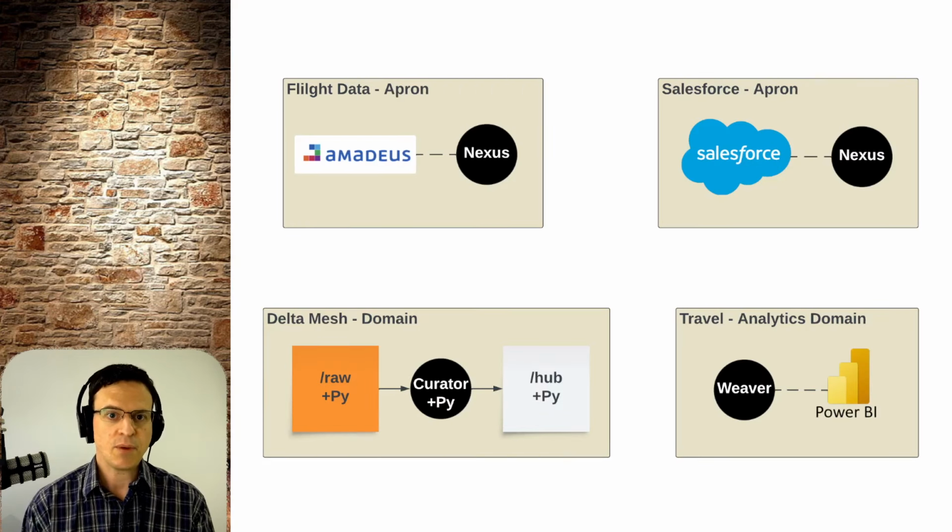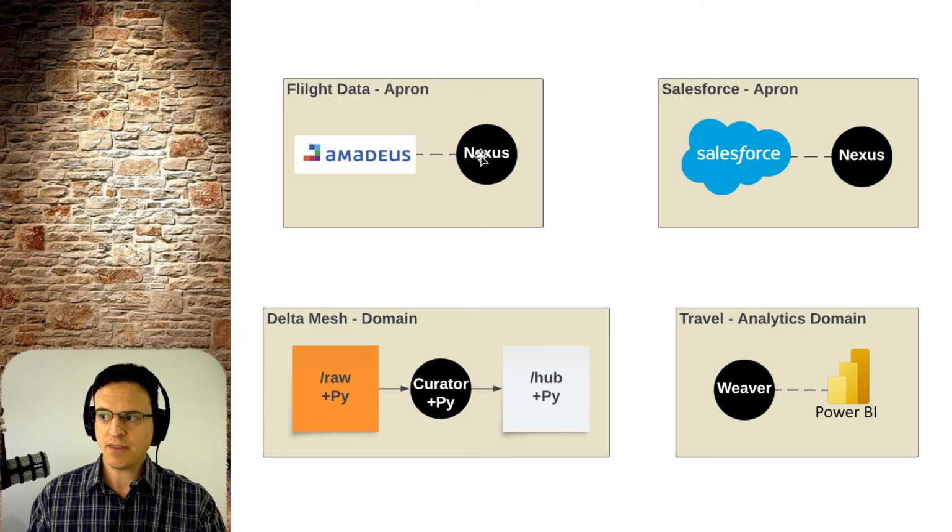So this is basically how we would lay this out in Delta Mesh architecture. We've got the Amadeus API in there, and we've got a nexus in here that's going to allow us to communicate between that API and our Delta Mesh domain. We've got Salesforce in its own apron. And if you recall from the other video, you can just think of this like a piece of concrete. So we can put whatever in here, hopefully what makes sense. And again, we've got a nexus, and then we've got our Delta Mesh domain, and we've got our travel analytics domains. This is where we're going to do our reporting.